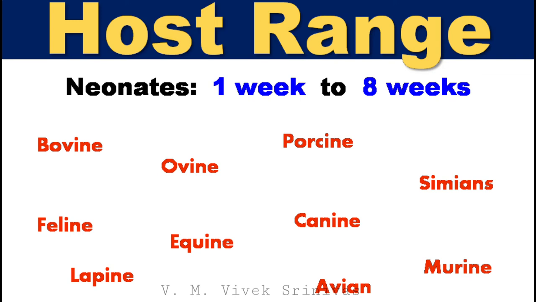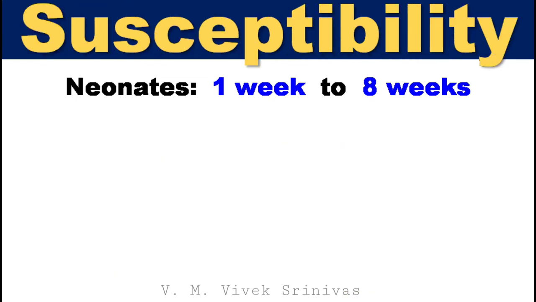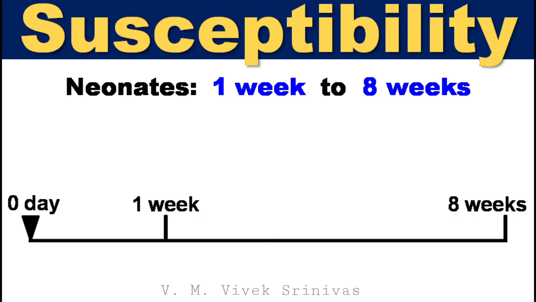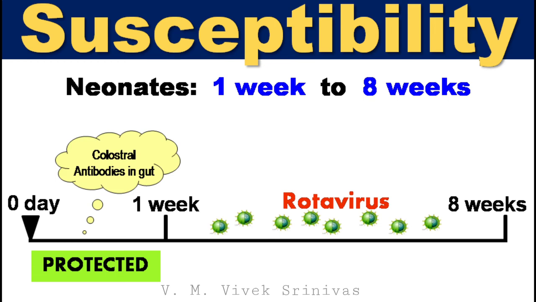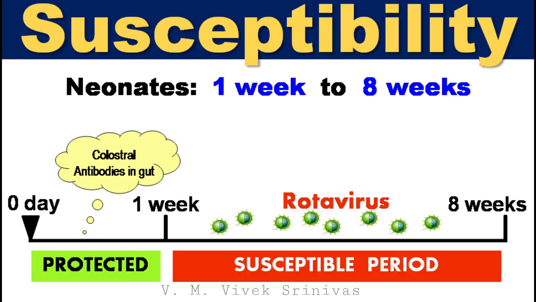Species like bovine, ovine, porcine, feline, equine, lapine, canine, simians, avian, and murine are susceptible for this viral infection. Neonates of 1 to 8 weeks of age are highly susceptible. Generally, in the first week of age, the animals are protected due to the presence of colostral antibodies in the gut. Due to subsequent reduction of colostral antibodies, the animals are prone to the rotaviral infection in subsequent days, with the rotaviral susceptible window period from first week to eighth week.